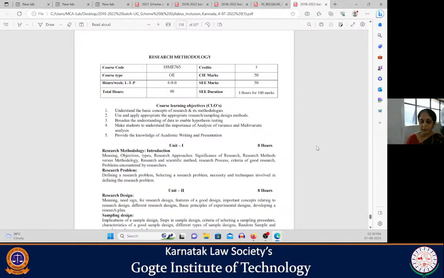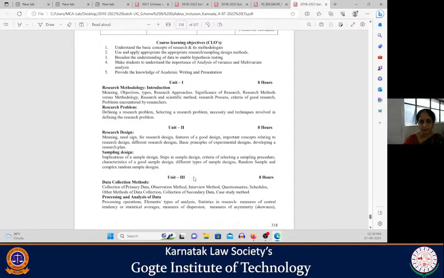Any new innovation requires a detailed search of information and data processing. Thus, research methodology will be helpful in this manner. The subject starts with Unit 1, the introduction, which includes what is meant by research, significance of research, methodology, the research process, problems encountered by researchers, and criteria for good research. It also includes how we define a research problem and selecting a research problem.